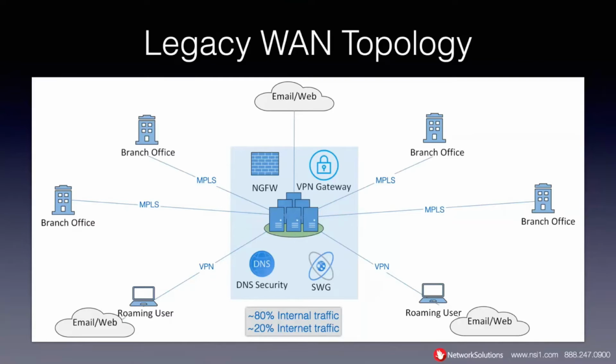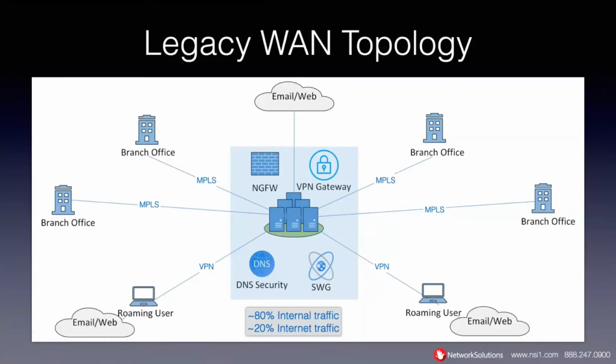So the security stack in this scenario is where most of the controls are located in the data center. You've got your firewall, perhaps a next generation firewall, likely doing the VPN gateway as well. You'll have some content filtering, perhaps DNS security or a secure web gateway, which might be set up to inspect select SSL traffic. With this model, about 80% of the traffic was internal traffic, to and from the central data center, and about 20% was internet traffic.